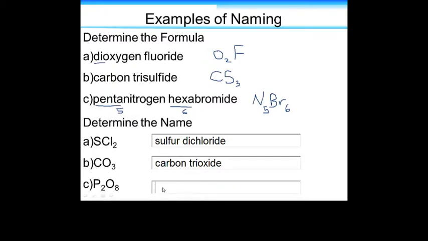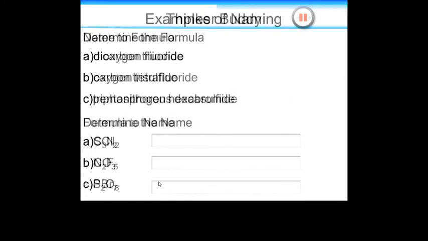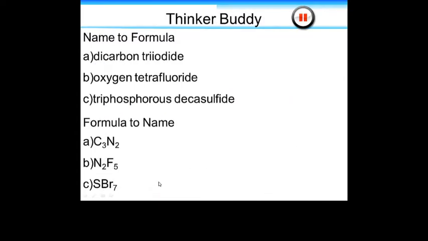The P represents phosphorus, diphosphorus, and then we've got 8 oxygen atoms. 8 is an easy one to remember, 8 like the octopus. Octaoxide, which looks weird, but is correct. Now you should give it a try and do a little practice. Try to create the chemical formula from these names here, and then convert the formula to name down here.